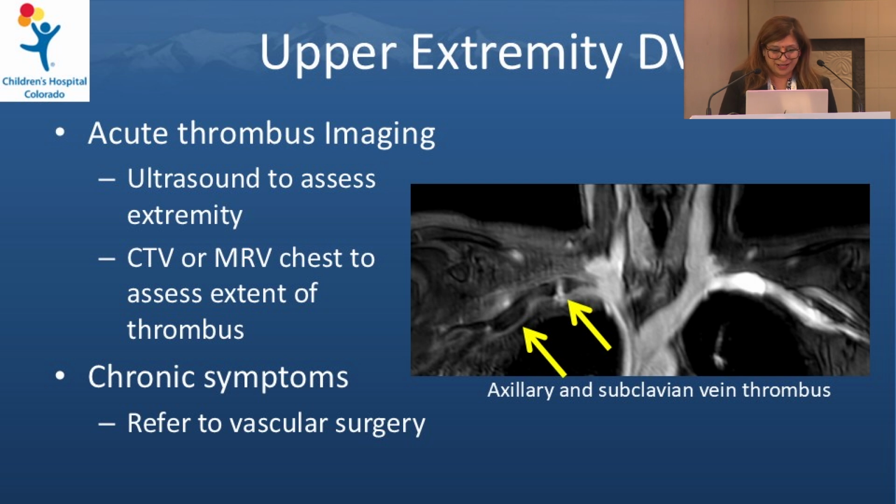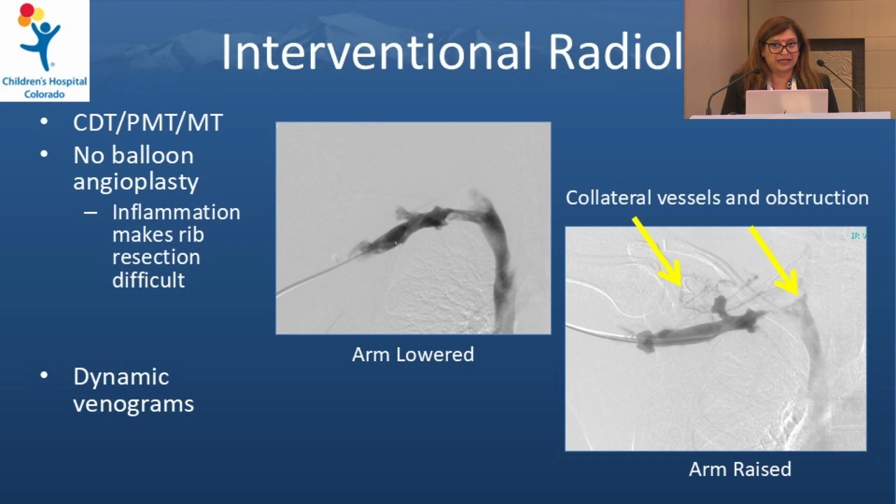We're almost done here, but when you have that thrombus there, you can do any kind of thrombectomy or thrombolysis. I avoid balloon angioplasty here, at the request of the vascular surgeons, because inflammation can make rib resection a little more difficult. And then I perform dynamic venograms just to confirm what we have. So here's the arm lowered, here's the arm raised, and you can see the collateral vessels and increased obstruction. And that's pretty much it.